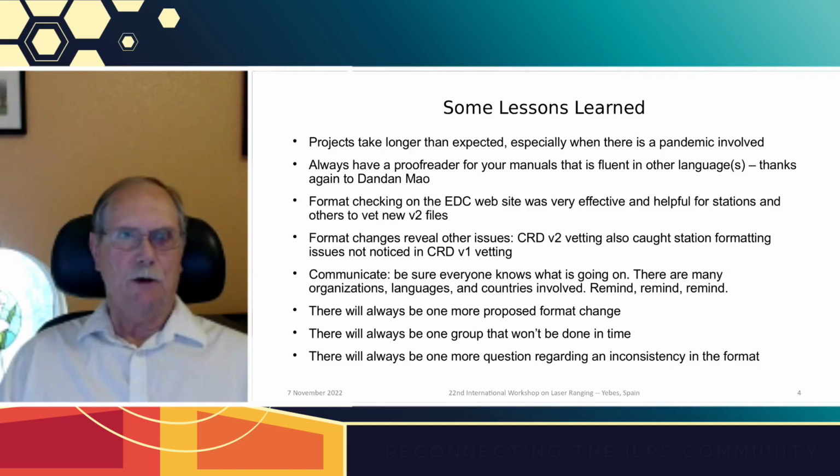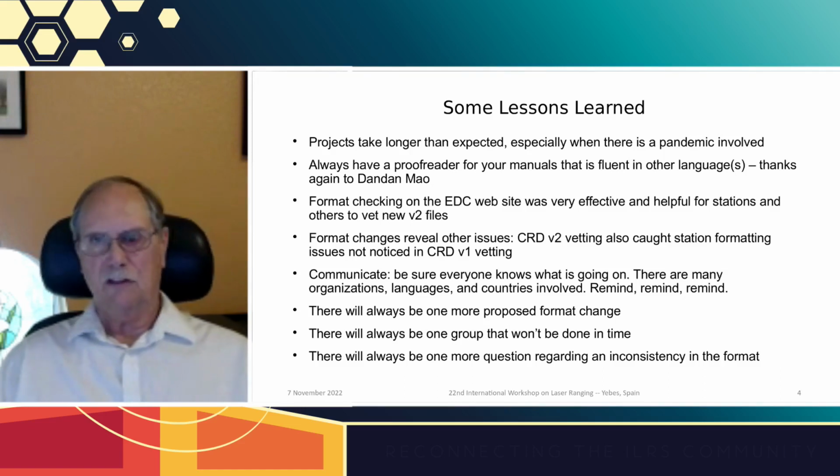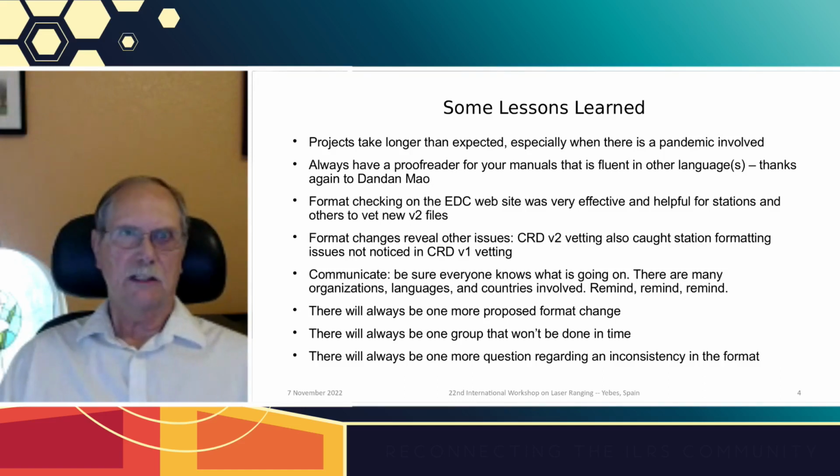Another point, there will always be one group who won't be done in time. We all know that situation. I explained a couple of these. And there will always be one more question regarding an inconsistency in the format, and we're still dealing with that. So anyone who ever wants to take over doing format changes in the future will at least have been warned.